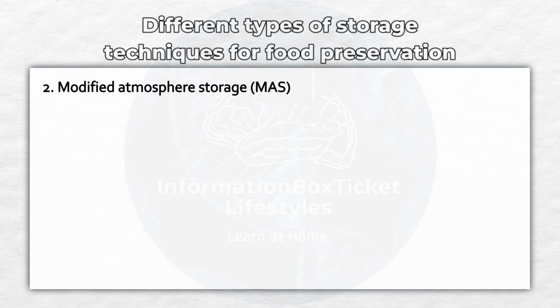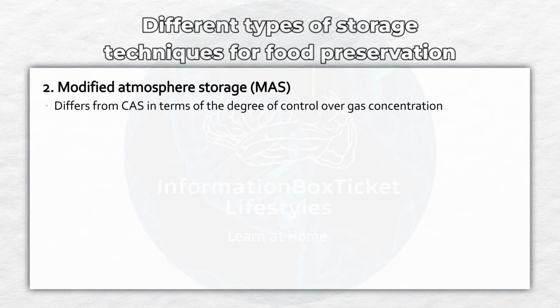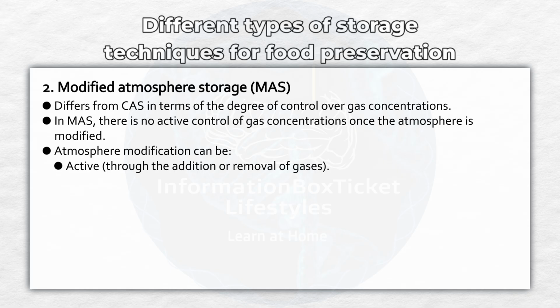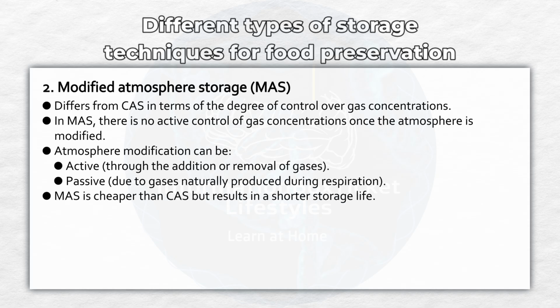2. Modified atmosphere storage. Differs from controlled atmosphere storage in terms of the degree of control over gas concentrations. In modified atmosphere storage, there is no active control of gas concentrations once the atmosphere is modified. Atmosphere modification can be active, through the addition or removal of gases, or passive, due to gases naturally produced during respiration. Modified atmosphere storage is cheaper than controlled atmosphere storage, but results in a shorter storage life.